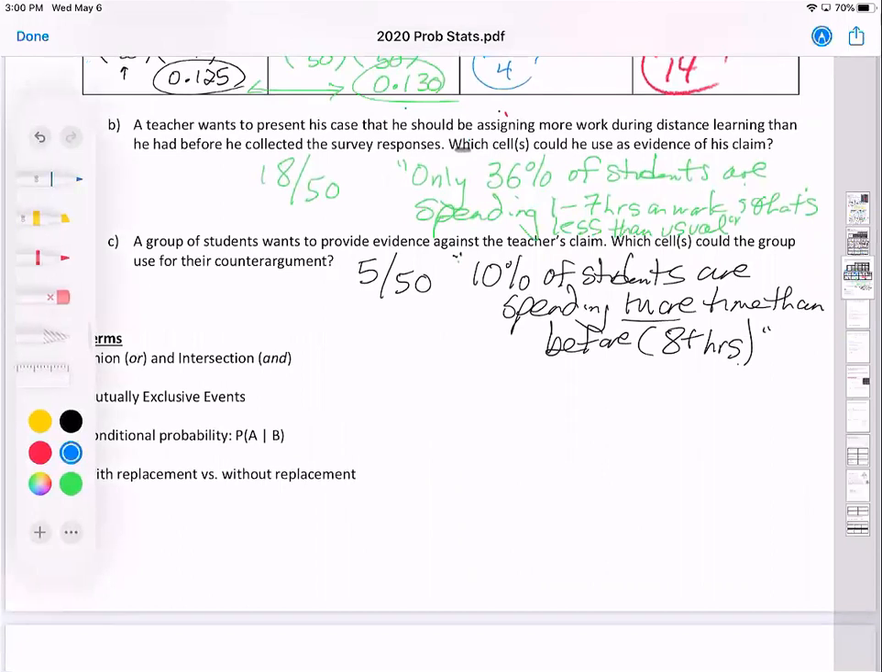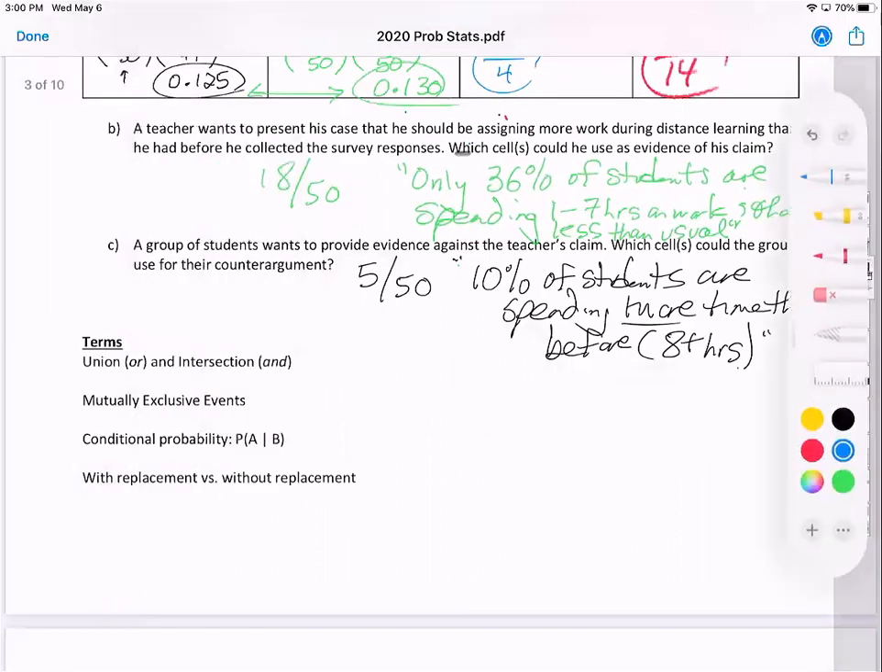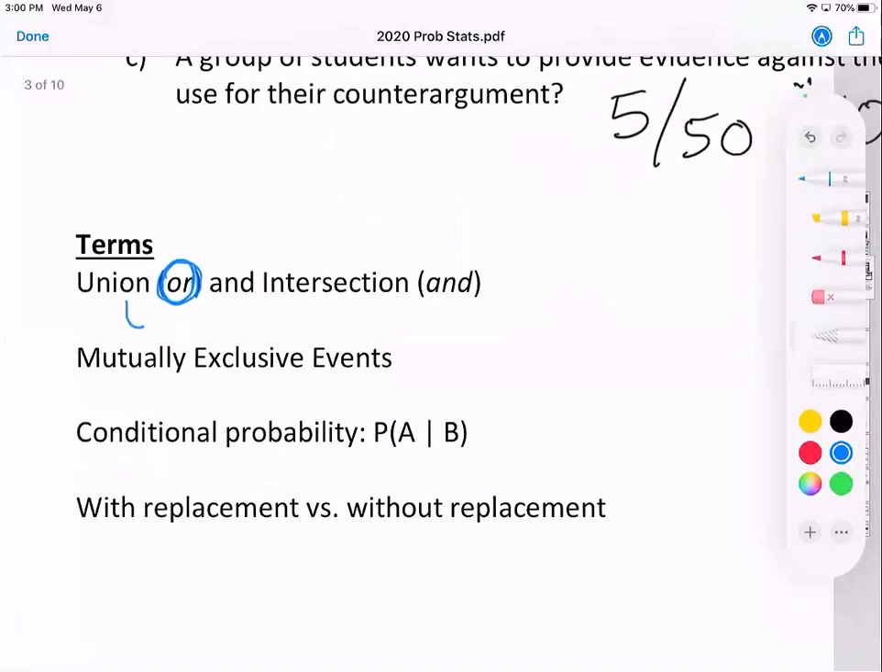Anyway, we'll end this video with just a couple of terms that I hope you better understand as a result of these past couple of videos. Some sophisticated terms for probability stuff. Union: anytime you have an or probability, this is called a union. The symbol for that is a U for union. So you could see something like the probability of a 9th grader or a male. So that would be a union.